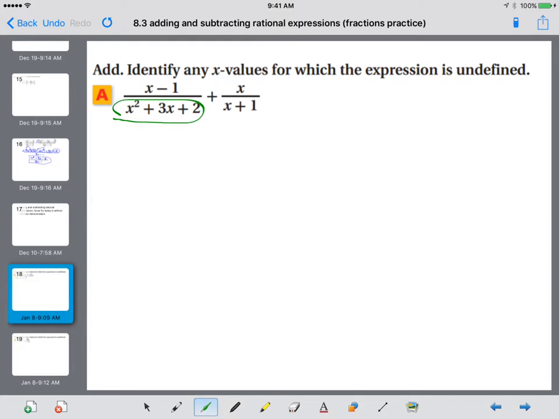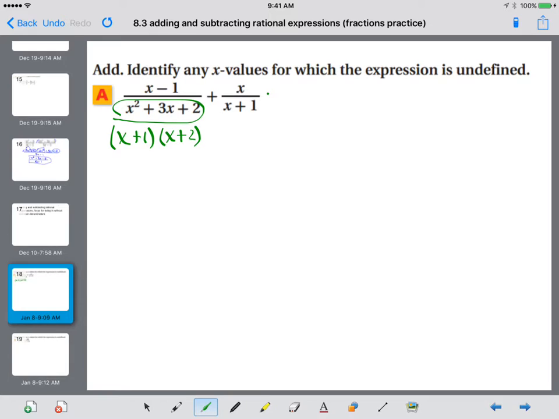So if we factor the left side here, x squared plus 3x plus 2, well, that's a trinomial where we need to multiply to get 2 and add to get 3, in which I get (x plus 1)(x plus 2). So now we have it factored. It's pretty easy to figure out what we have missing over here. Our denominator on the right side has x plus 1, but it's missing x plus 2.